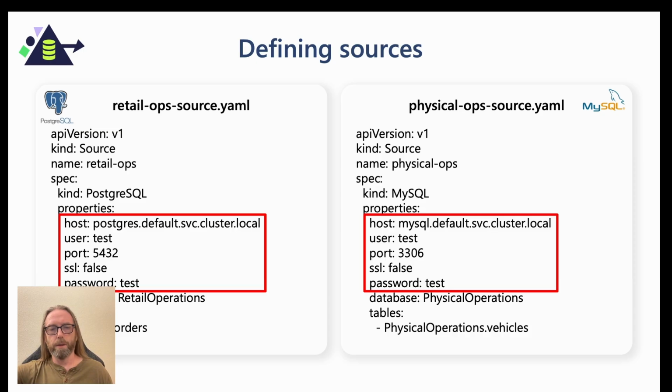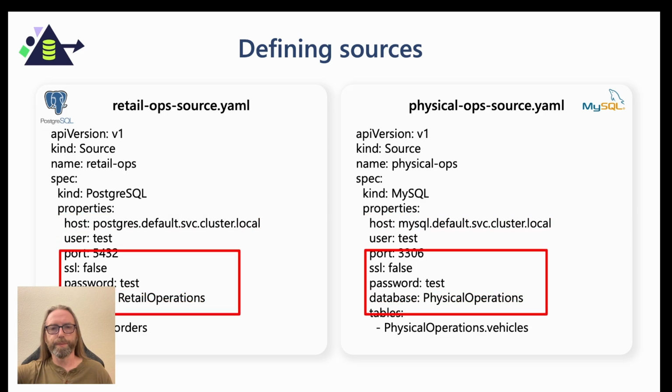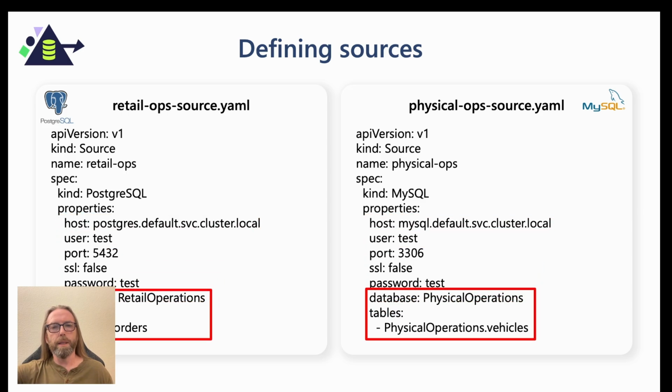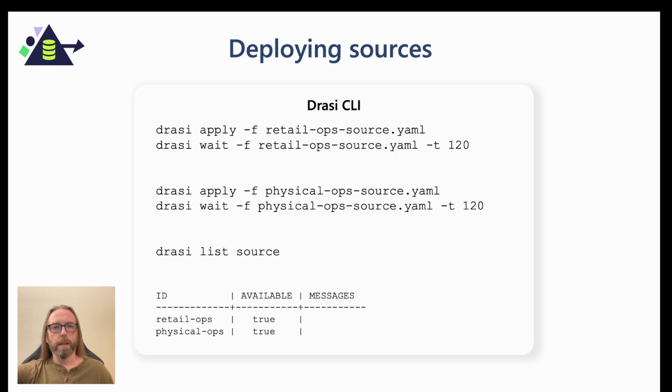Now in here we have user and password. These are in clear text, but in reality you can use a Kubernetes secret, or we also support identity providers for both Azure and for AWS. So you can use a managed identity in this section to connect to an external resource. Here is the database name and the tables that we want that source to be making available to the continuous queries running in Drasi. So that's the entire configuration.